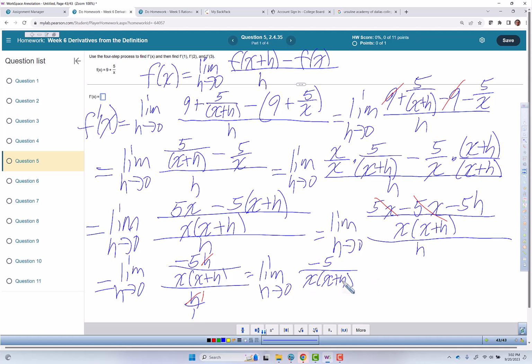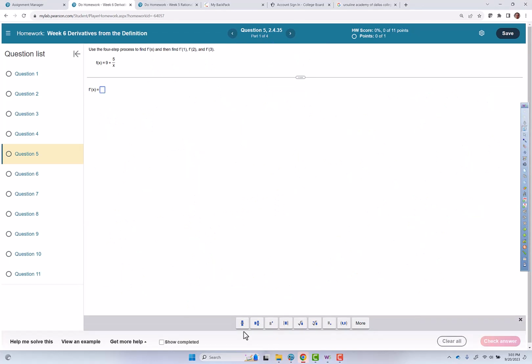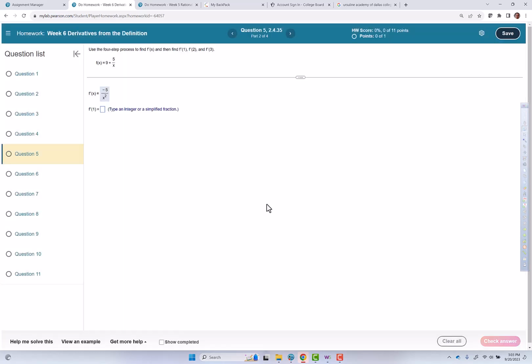Now I don't have a problem with dividing by 0 if I let h go to 0. We're going to let that h go to 0, and our final answer is negative 5 over x times x, which is x squared. So we're going to use that, put that answer in, and then use it to evaluate the other answers. Negative 5 over x to the power of 2, check answer, fantastic.